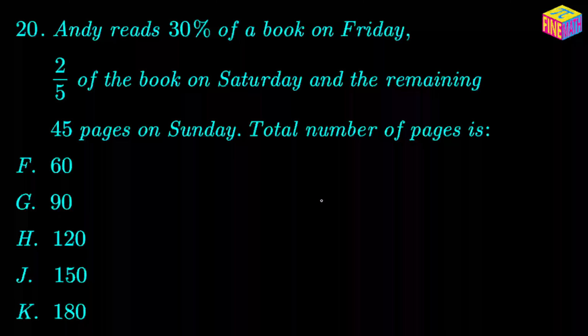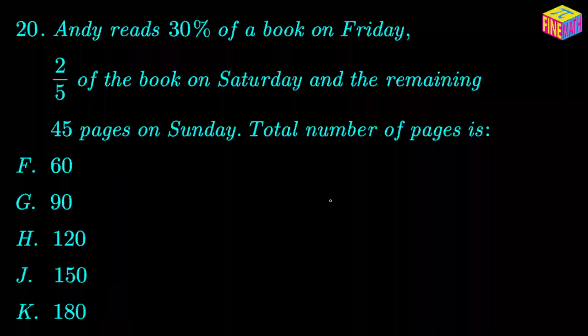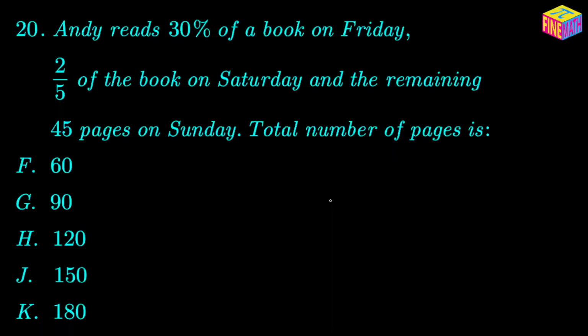So let's get started. The question says that Andy reads 30% of a book on Friday. So Andy started reading a book on Friday, right? He read 30% of the book on Friday, then on Saturday he read 2/5 of the book, and then he had another 45 pages to read, and he did that on Sunday. So Sunday he read 45 pages, Saturday he read 2/5 of the book, and Friday he read 30% of the book. Now the question is how many pages we have in the book, the total number of pages, right?